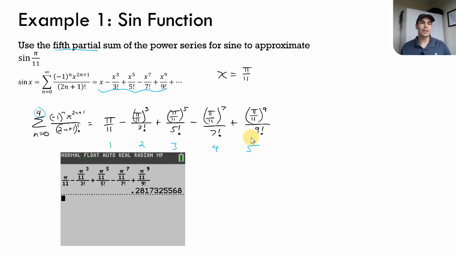Now, in my calculator, this is how I plug this in. Notice, this does not matter if I'm in radian mode or degree mode, okay? So when I do this, I'm going to get 0.282 rounded.